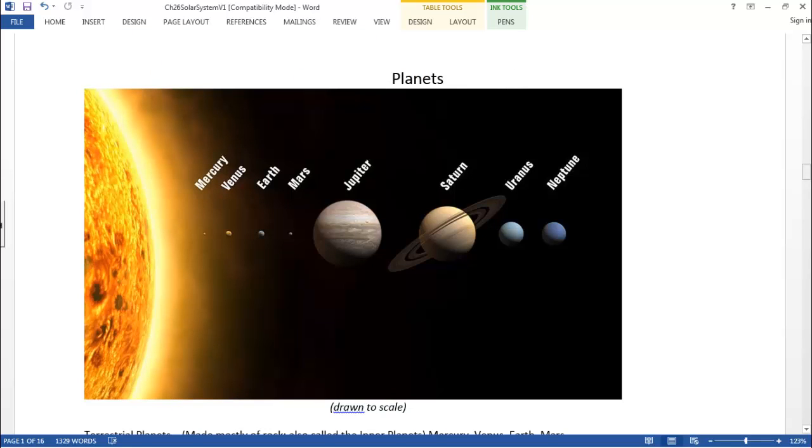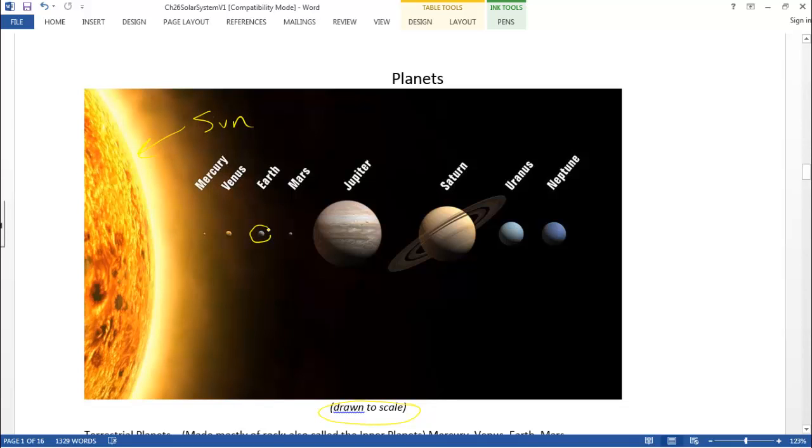Okay, let's move on to the planets. I had to do a little bit of searching on the internet, so I found one where the planets and the sun were fairly drawn to scale. And here's a pretty good one. The sun is one of the most massive objects in our solar system. Most of the mass of the solar system is bound up in the sun. If you could get all the planets this close to the sun, this is how they would line up.